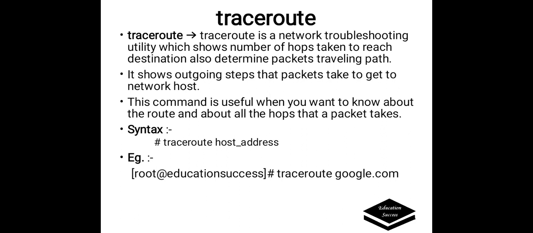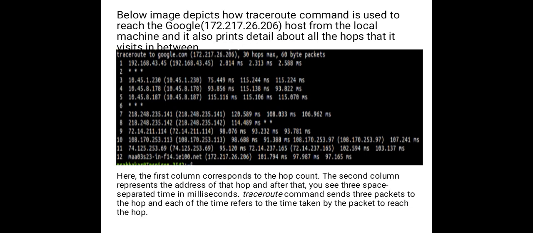Example, at the root prompt I write the command traceroute google.com. So it will display all the details about the in-between hops. The below image depicts how the traceroute command is used to reach Google, which has the IP address 172.217.26.206, from the local machine, and it also prints all the details of the hops that it visits in between. Here the first column corresponds to the hop count.